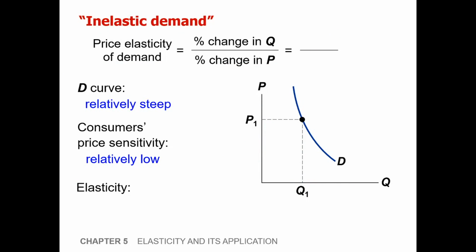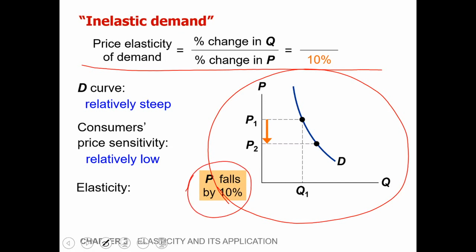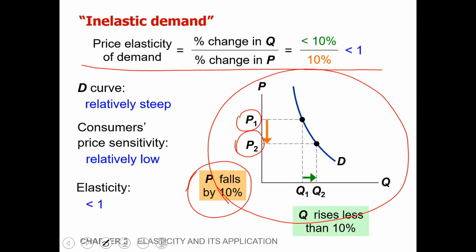Here again we have the same formula, and we have a new graph, and we will find out what inelastic demand is. So the price has fallen by 10% from P1 to P2. That's a decrease of 10%. And due to that, the quantity has increased, but Q rises by less than 10%. You see, this distance is greater than this distance. So the price has decreased by 10%, the quantity has increased, but it has increased by less than 10%.